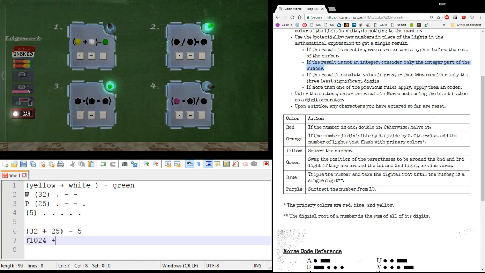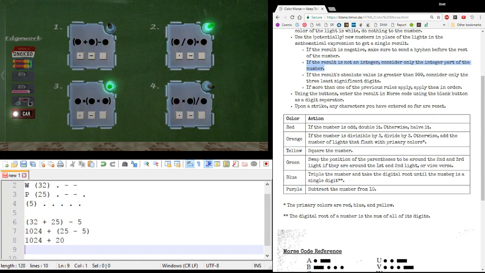White. White we don't do anything. Remember, if it's white, we do nothing to the number, so we leave that as 25. Minus green. For green, we're going to swap the parentheses again. So we move the parentheses from around the first 2 numbers to around the second 2 numbers. We simplify. 1024 plus 20 is 1044.